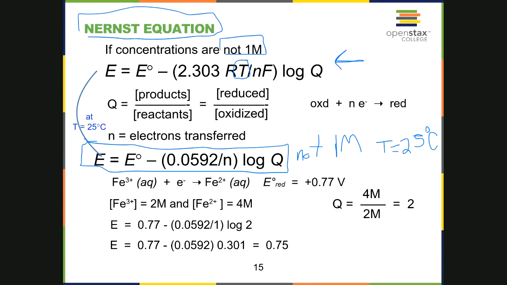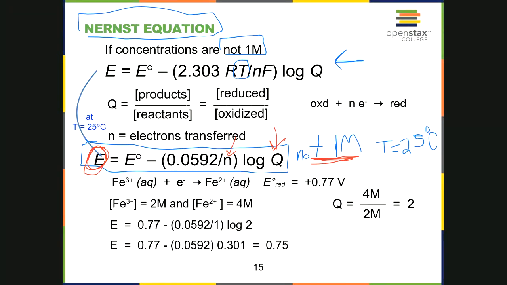And otherwise, it's not that big a deal. But what you're solving for is what is the potential, what is E, if the concentrations are not 1 molar. So the things that we're going to have to do is figure out what is Q and what is N. Once you know those, you can put them into this equation and then you can simplify it, and it's not really that big a deal.